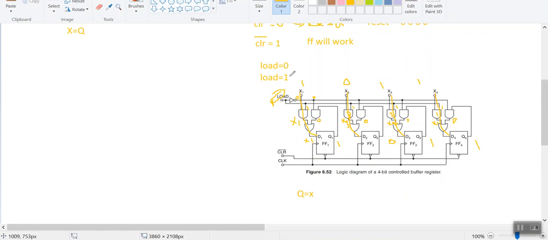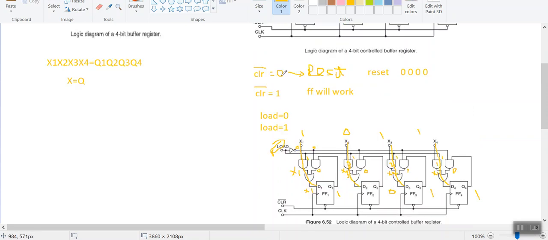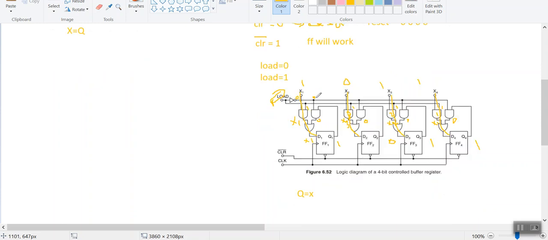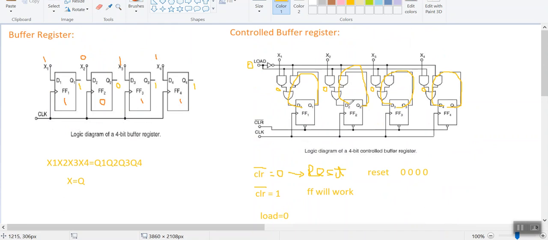Whenever load is equal to 1, it acts like a buffer. Whenever load is equal to 0, it does nothing and remains in an idle state. When clear bar is equal to 0, all the outputs are in reset state. When clear bar is equal to 1, now the flip-flop will work. With respect to all these conditions, the clock is positive edge triggered or negative edge triggered, so whenever the clock is there, only then it will work. So this is the controlled buffer register and buffer register. Okay, thank you.